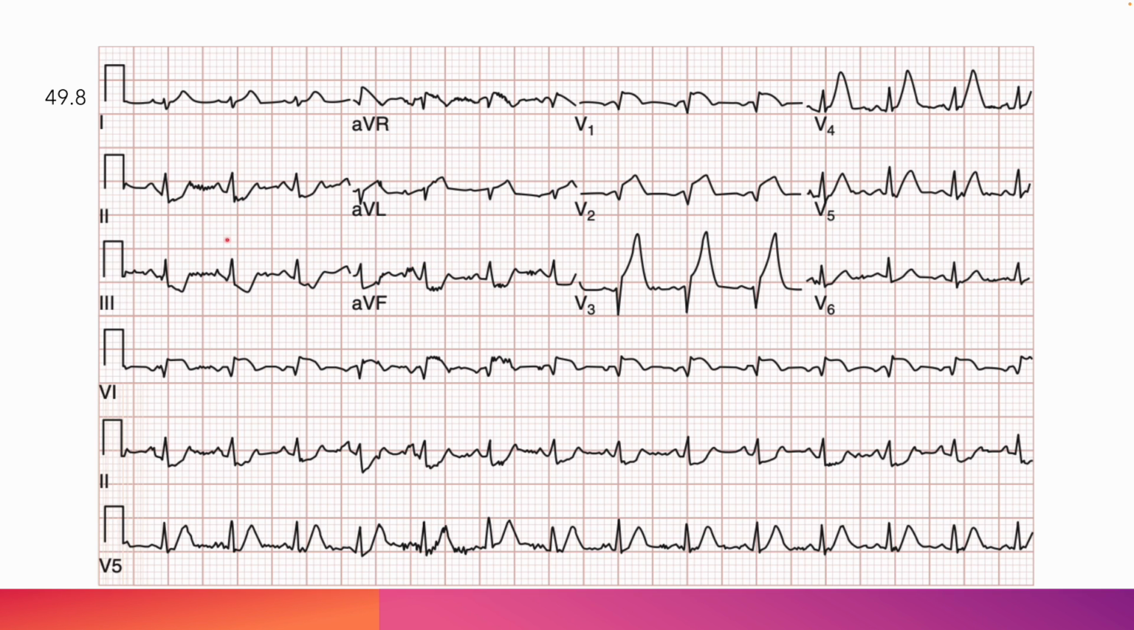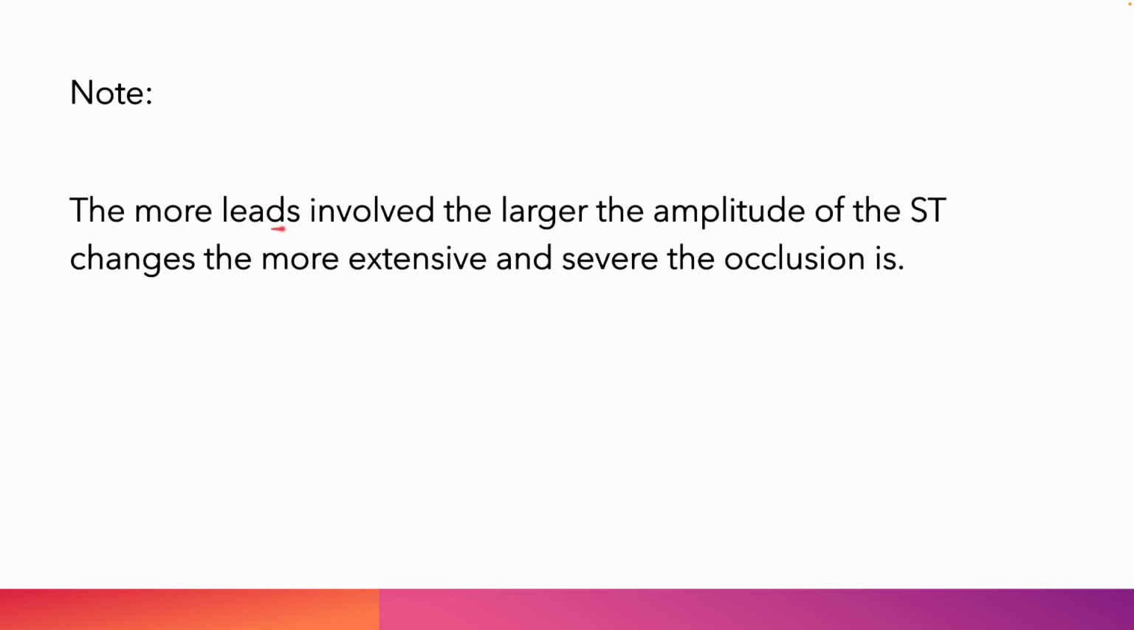So the reason why the previous ECG did not show reciprocal change in an anterior MI, while this one showed anterior MI and reciprocal change, is because the culprit artery in both is the LAD, but here the occlusion is more proximal within the artery, damaging more tissue. In the previous ECG, the occlusion was more distal without reciprocal changes. So this brings us to the notes saying the more leads involved, the larger the amplitude of the ST changes, the more extensive and severe the occlusion is.